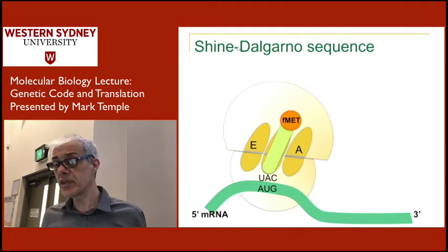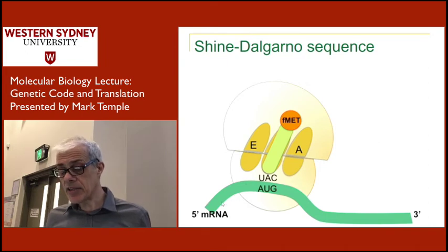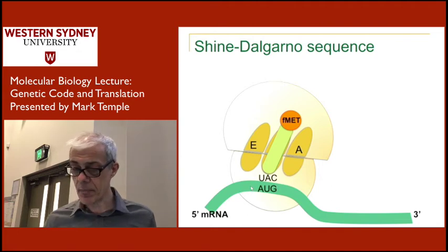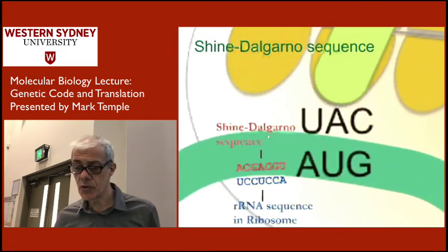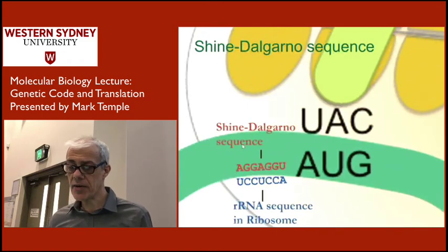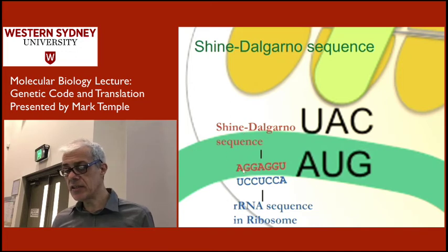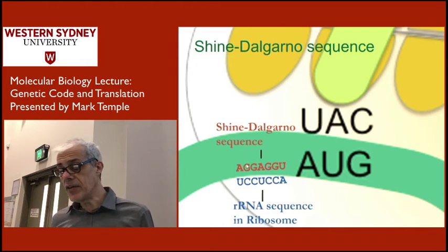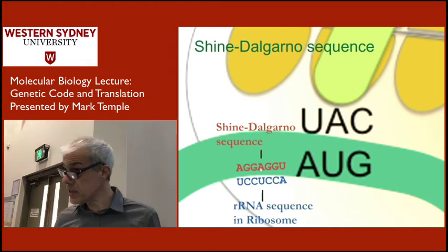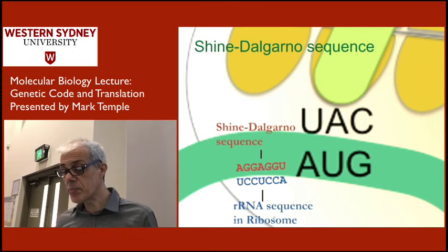I'm not sure if you're familiar with the Shine-Dalgarno sequence, but it's a conserved sequence in prokaryotes at the 5' end of the messenger RNA. If you zoom in here to this 5' end, the Shine-Dalgarno sequence is this AGGAGGU sequence. This conserved sequence, which is in many of these messenger RNAs, is recognized by the ribosomal RNA that's within the small subunit, and it has the complementary sequence to this Shine-Dalgarno sequence.